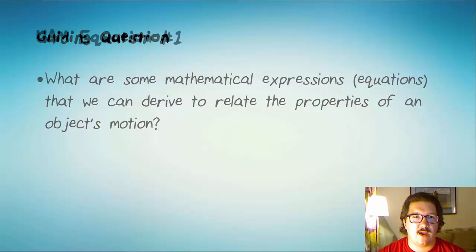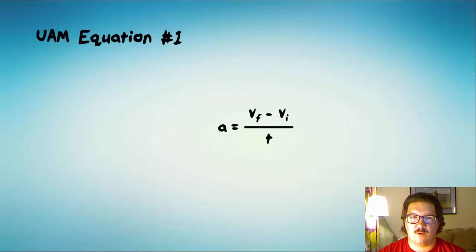Okay? So let's start with UAM equation number 1. We've seen this equation before. This is a equals delta v over t. And this one's easy. We're just going to rearrange this equation a little bit. So let's multiply both sides by t, cross multiply in other words.